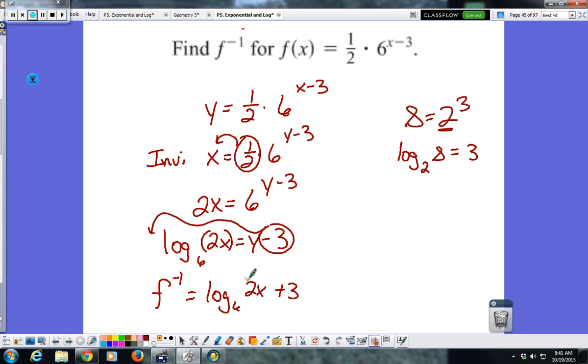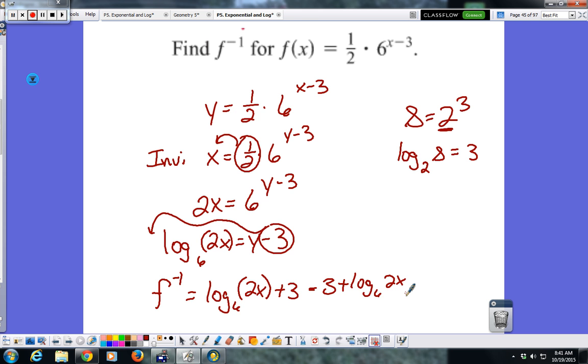So therefore, do one of two things for me. Either put that in parentheses so I know log base 6 goes with the 2x. The plus 3 got moved over later. It's not inside there. Or you can write it as 3 plus log base 6 of 2x. Do one or the other so that I know where that 3 is supposed to be located.